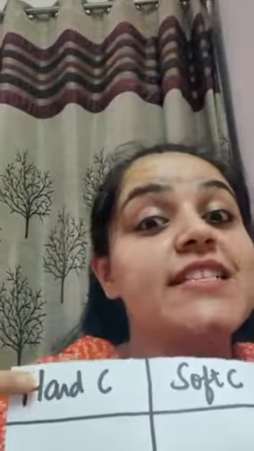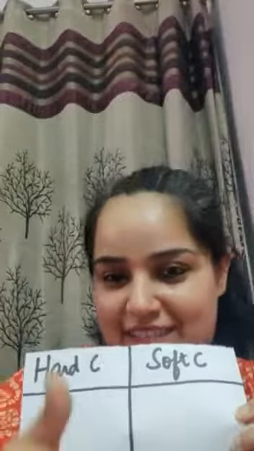Alright. I hope you've understood the soft C and hard C. Now for your homework, what you're going to do is take a plain sheet of paper and divide it into two: hard C and soft C. Let me see if you can draw words here that have the hard C sound, which is K, and the soft C sound, which is S. Let me see if you can do that. Yeah?